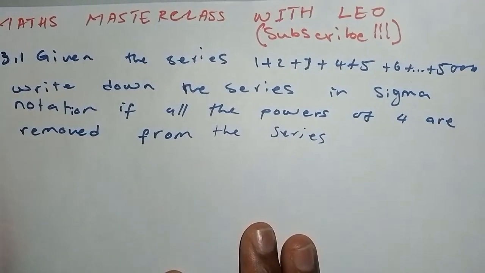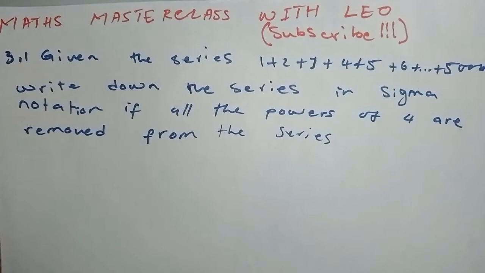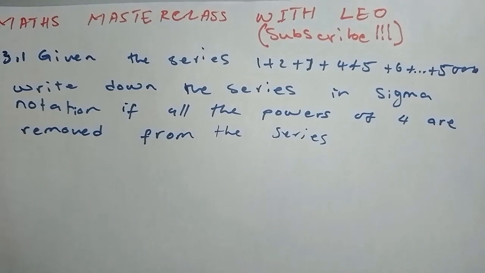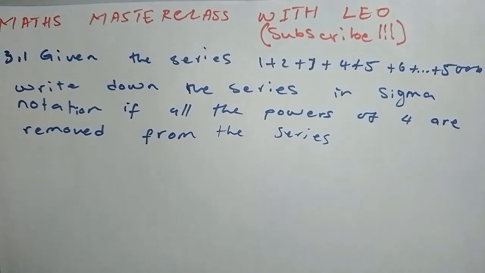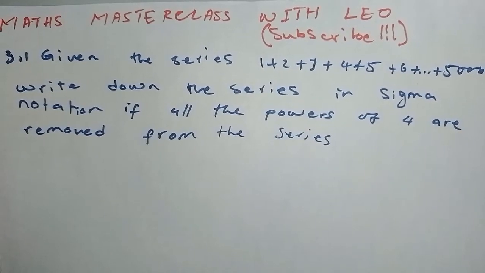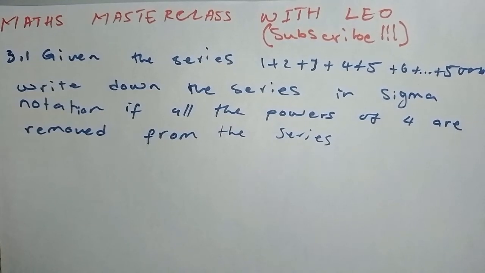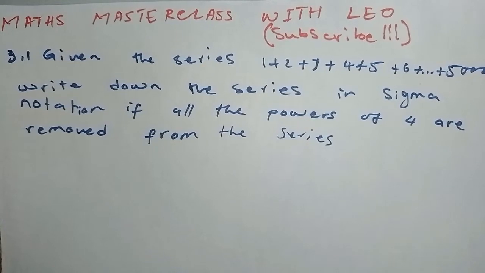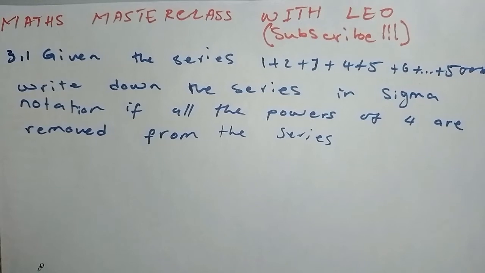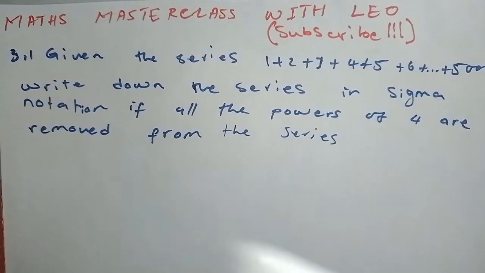Okay, we are doing the last question of the day, which is question 3, right? They say given the series 1 plus 2 plus 3 plus 4 plus 5 plus 6, and the last term is 5,000. That is the last term. They say write down the series in sigma notation if all the powers of 4 are removed from the series. We need to write that in sigma notation.